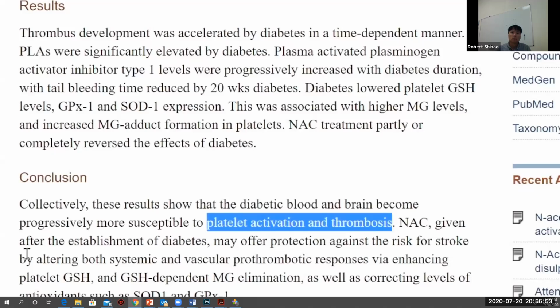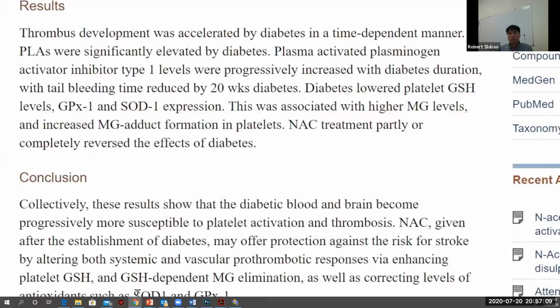NAC, given after the establishment of diabetes, may offer protection against the risk of stroke by altering both systemic and vascular prothrombotic responses via enhancing platelet GSH and GSH-dependent Mg elimination, as well as correcting levels of antioxidants such as superoxide dismutase 1 and glutathione peroxidase 1. These are both enzymes that are specifically discussed here on our videos.